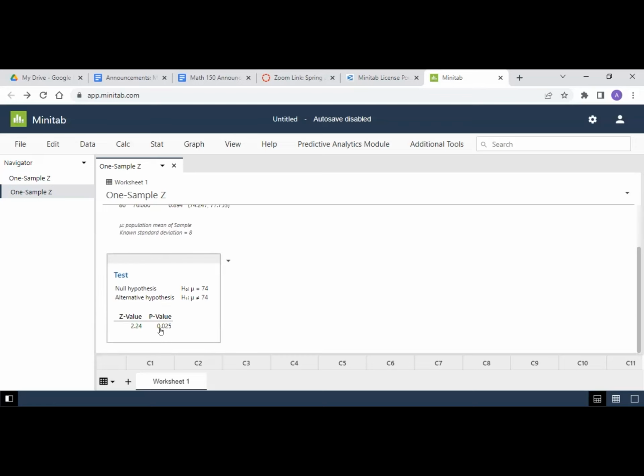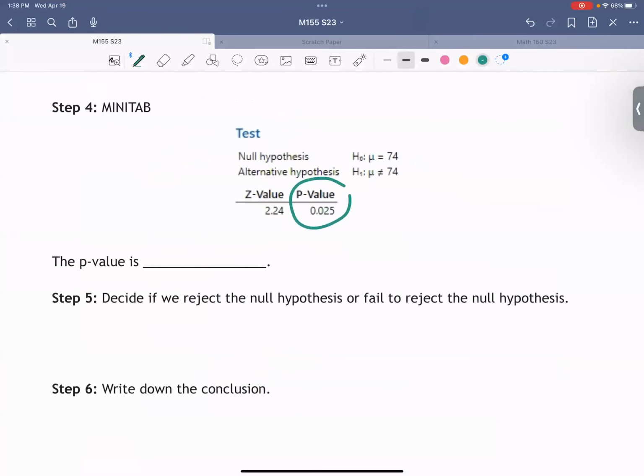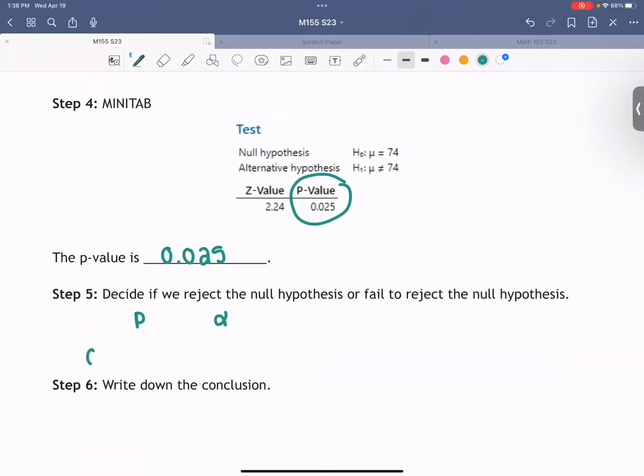But if you scroll down, we'll see the hypothesis test. Looks like the p-value is 0.025. So I kind of just copied what Minitab showed. The p-value is right here, 0.025. Okay. And if we decide to reject or fail to reject, remember, write p and alpha next to each other. P is 0.025, alpha is 0.05, and p is definitely smaller, right? Okay. So if p is smaller than alpha, did we reject or fail to reject?